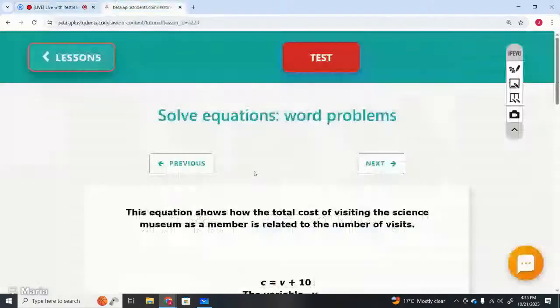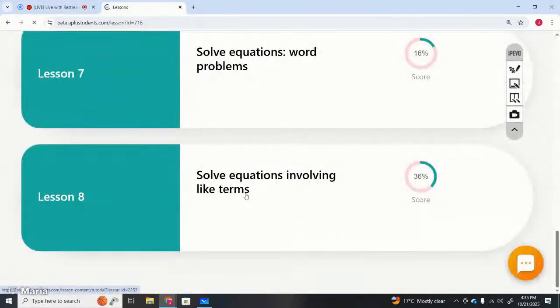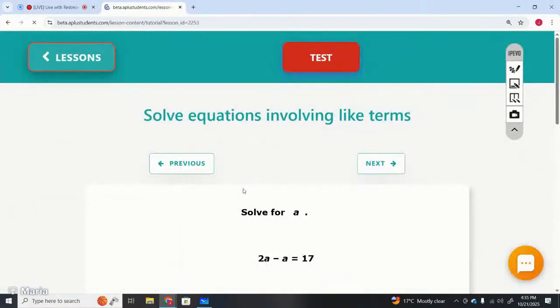Okay, the next lesson is solve equations involving like terms. The first thing you need to understand here is what are the like terms, right? Like means same. So what is same?